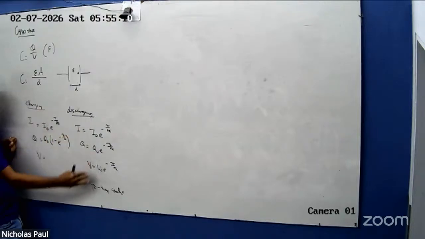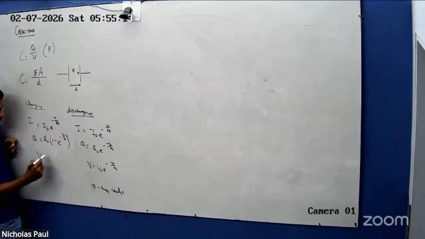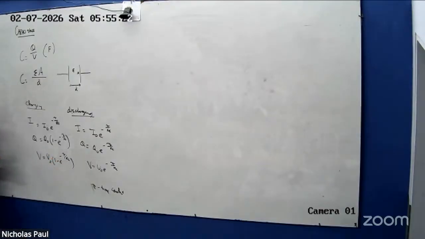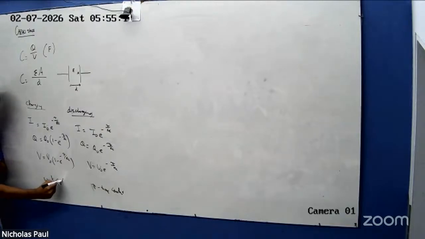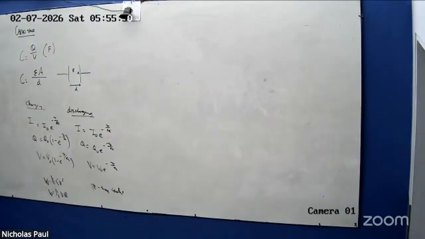So the questions today will incorporate everything that we're going to do, right? And V is equal to V naught times 1 minus e to the minus t over RC. Right. And I also gave you the energy stored. Energy stored by a capacitor is a half what? A half CV squared. Right? That's energy stored by a capacitor.